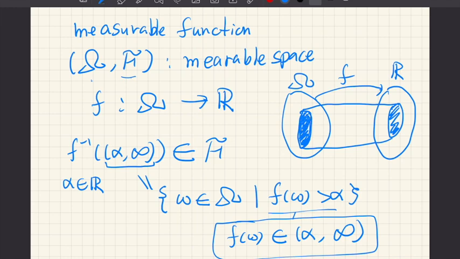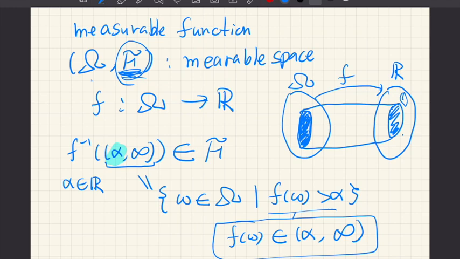If this subset belongs to this sigma algebra for any subset here, whatever the value of this alpha is, always we can find a subset of omega which is an element of the sigma algebra. Then this function is called a measurable function.